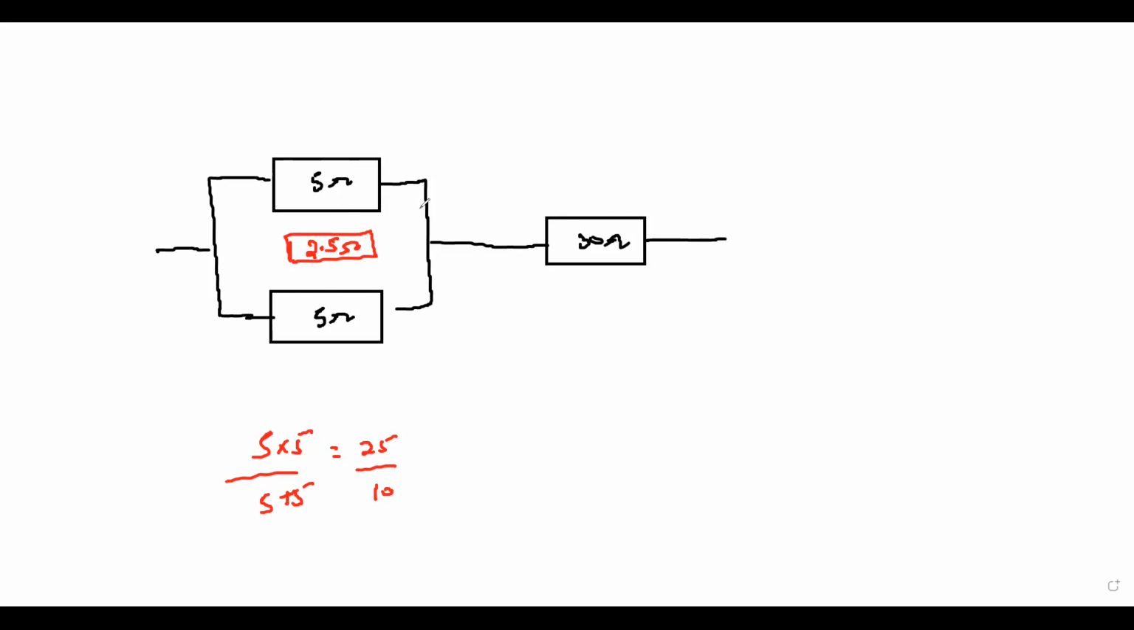And this 2.5, because it is the combination of these two, is now in series with the 30. So what is the total resistance? It will be 2.5 plus 30, which is equal to 32.5 ohms. Is it clear?